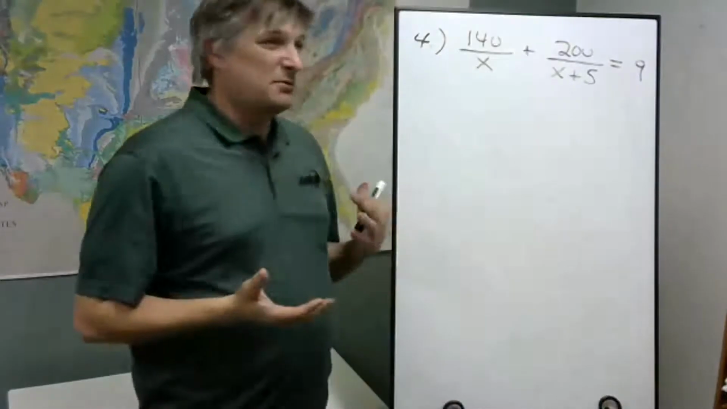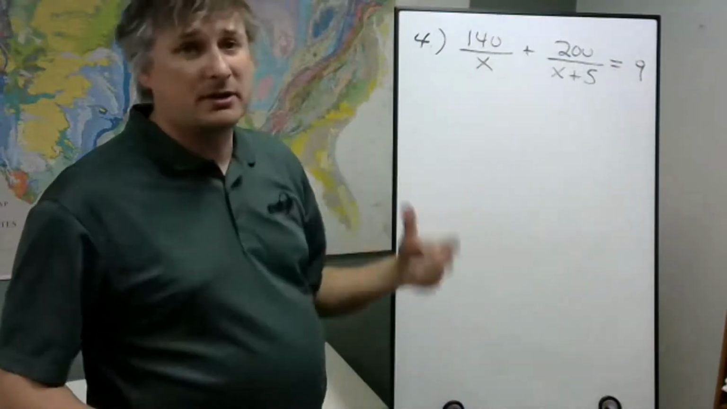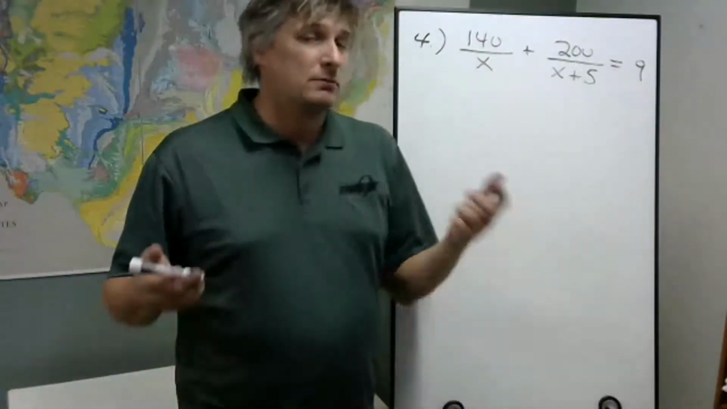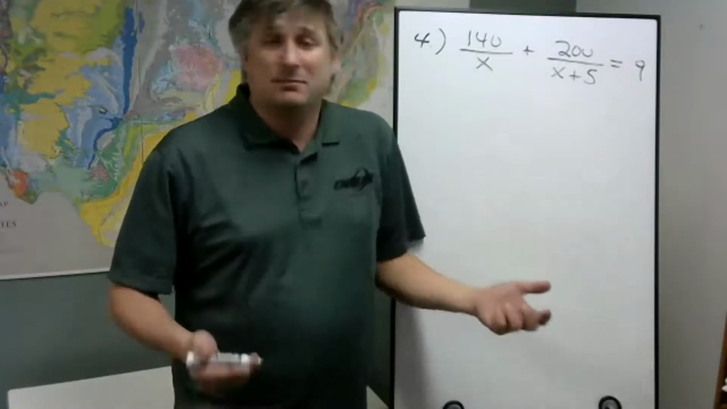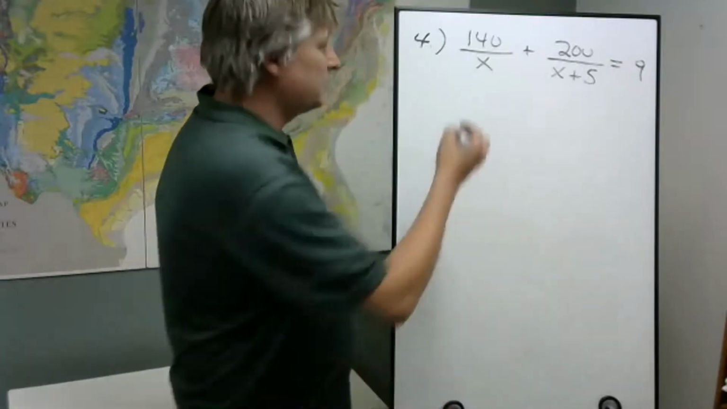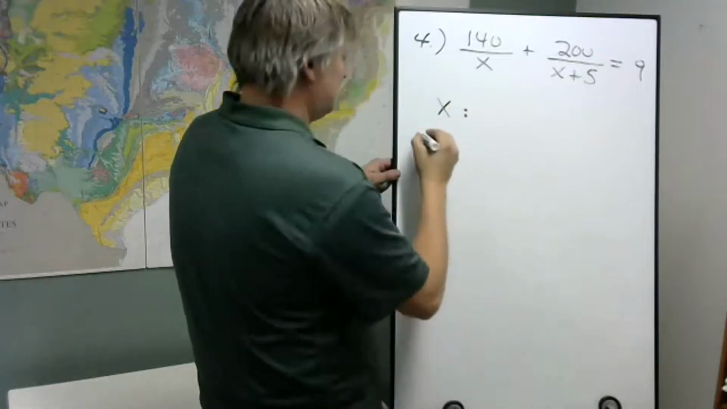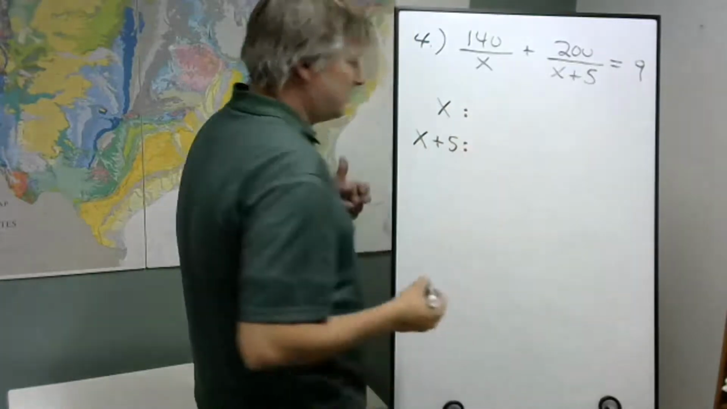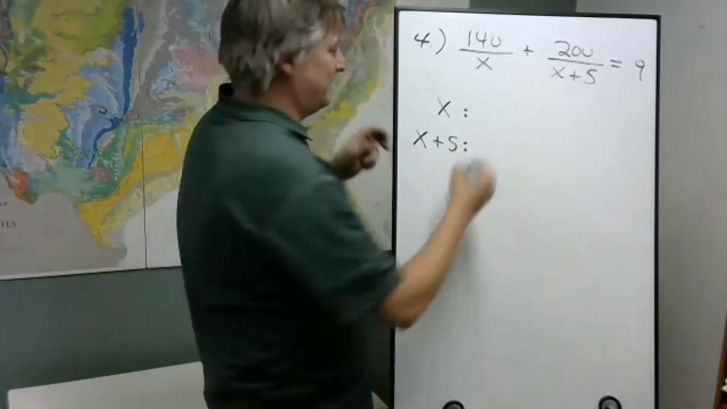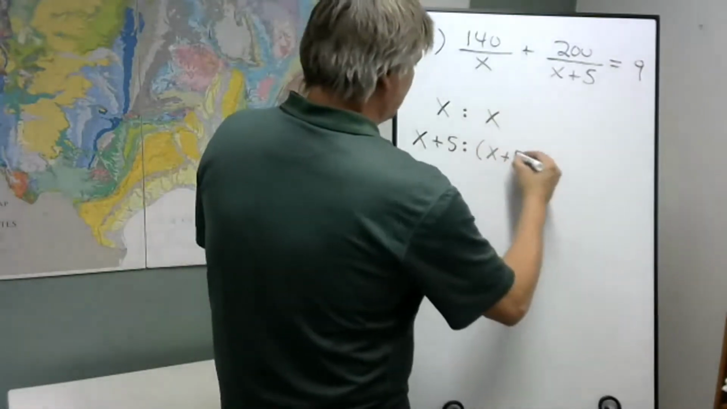Well, let's multiply through by the common denominator. So let's take a look at these two denominators. The reason we're going to do this is that when we solve these equations, we want to eliminate denominators. It just makes life easier. So we have a denominator x, and then x plus 5. Now these don't factor into anything, so we just have x and x plus 5.